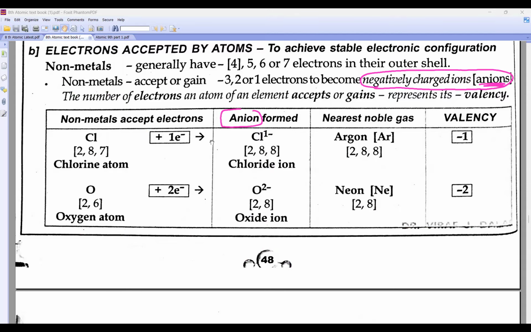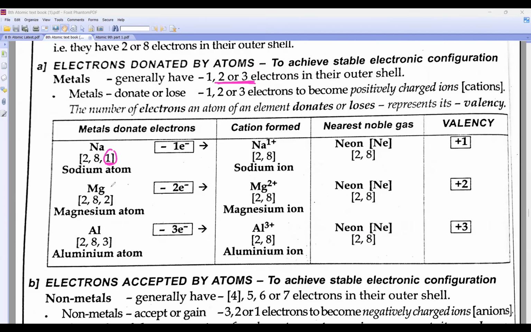And positively charged ions are known as what? Look, if any element has 1, 2, or 3 electrons in its outermost shell, it will lose them. Here it was 1, here it was 2. If it loses 1 electron, it becomes plus 1; 2 electrons, plus 2. Positively charged ions are known as cations. Here we don't write "ide."